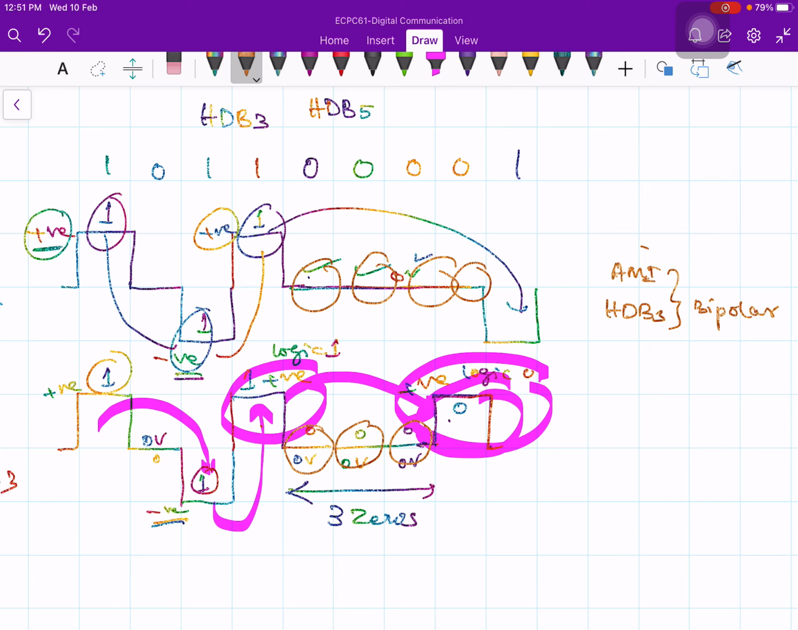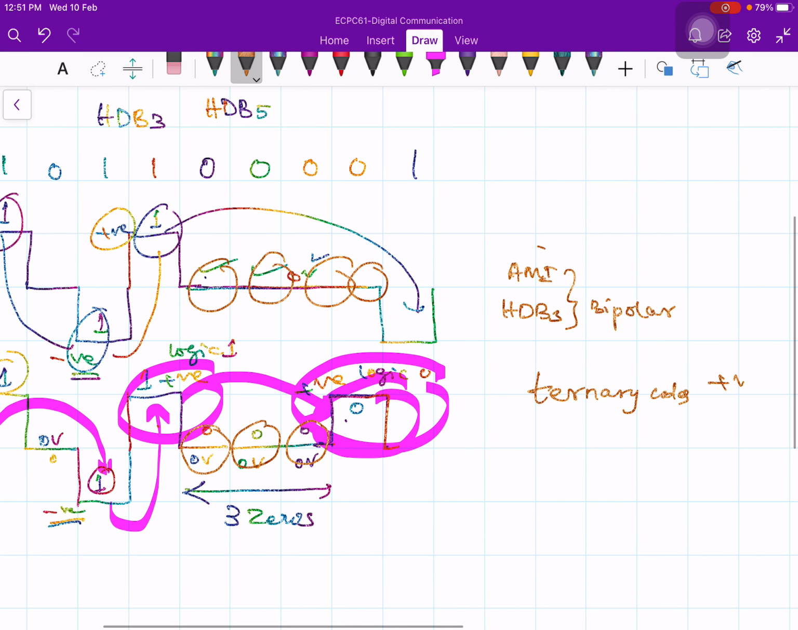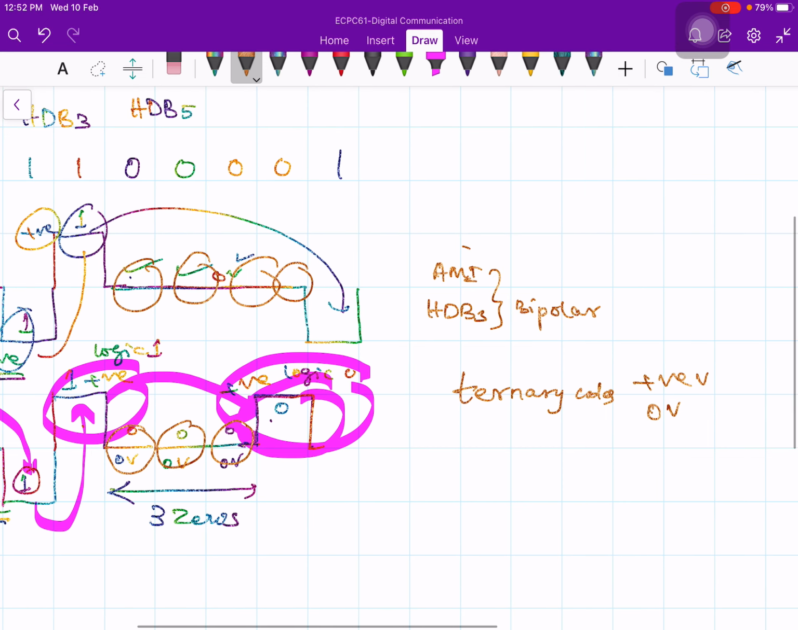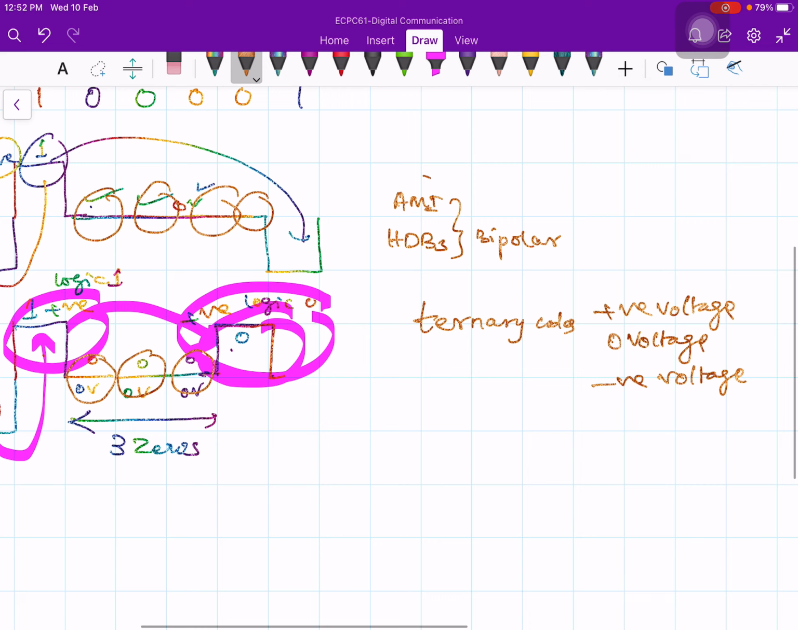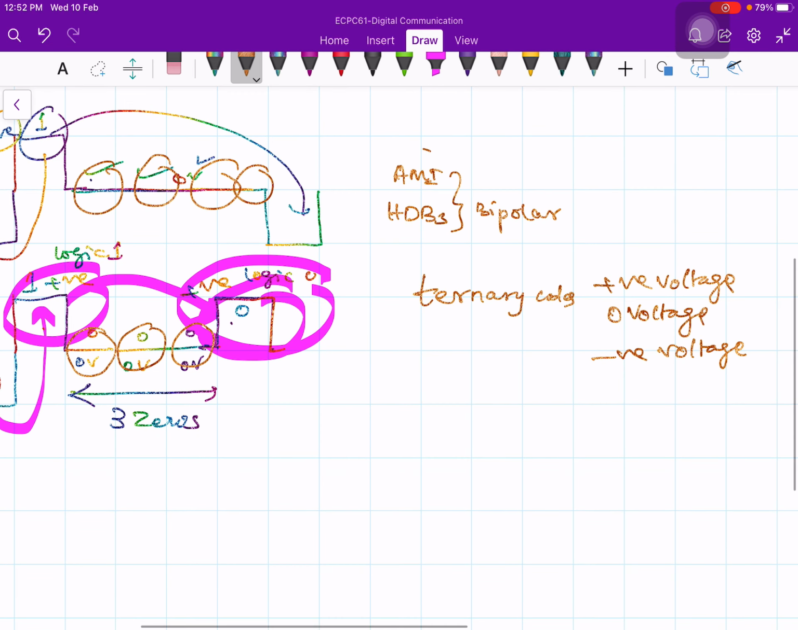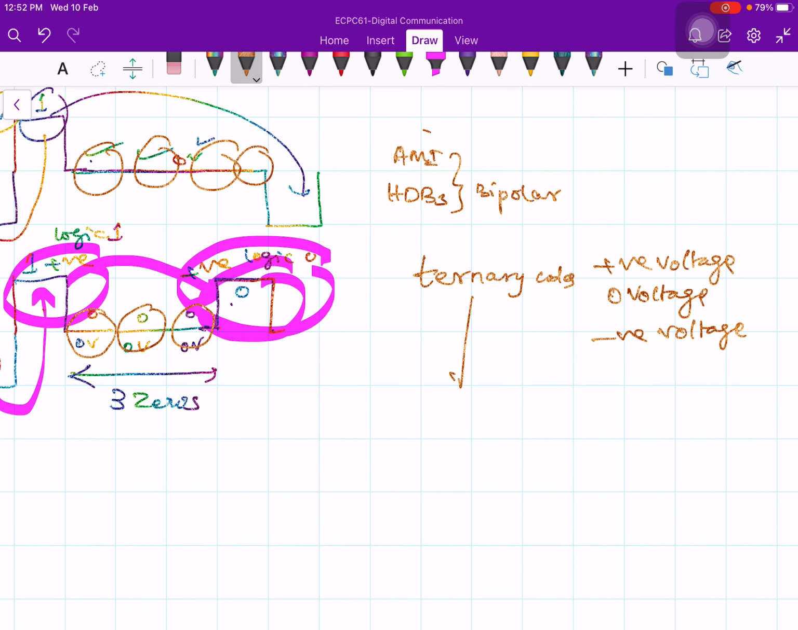So in a sense, we can call them a ternary code because it has 3 levels, right? That means it has positive voltage, 0 voltage, as well as negative voltage. Okay, so they are ternary codes. Ternary means 3, so 3 levels.